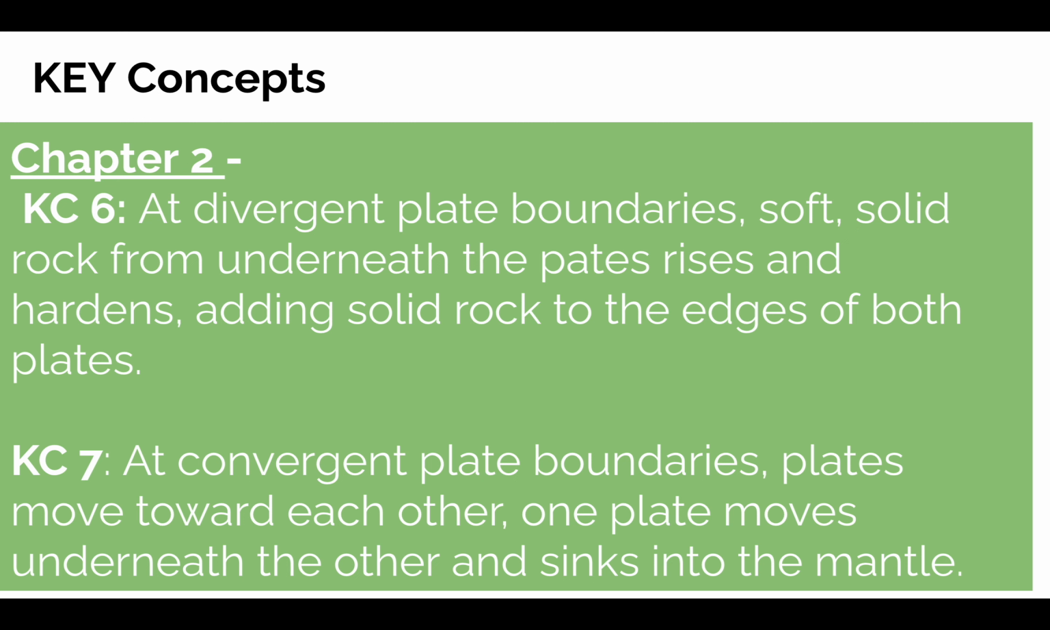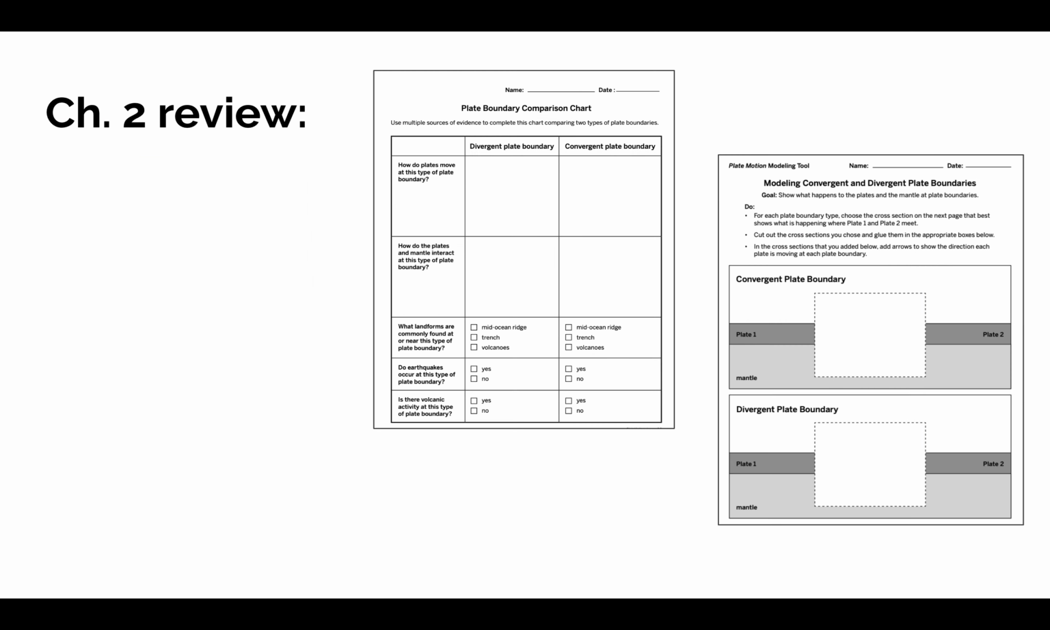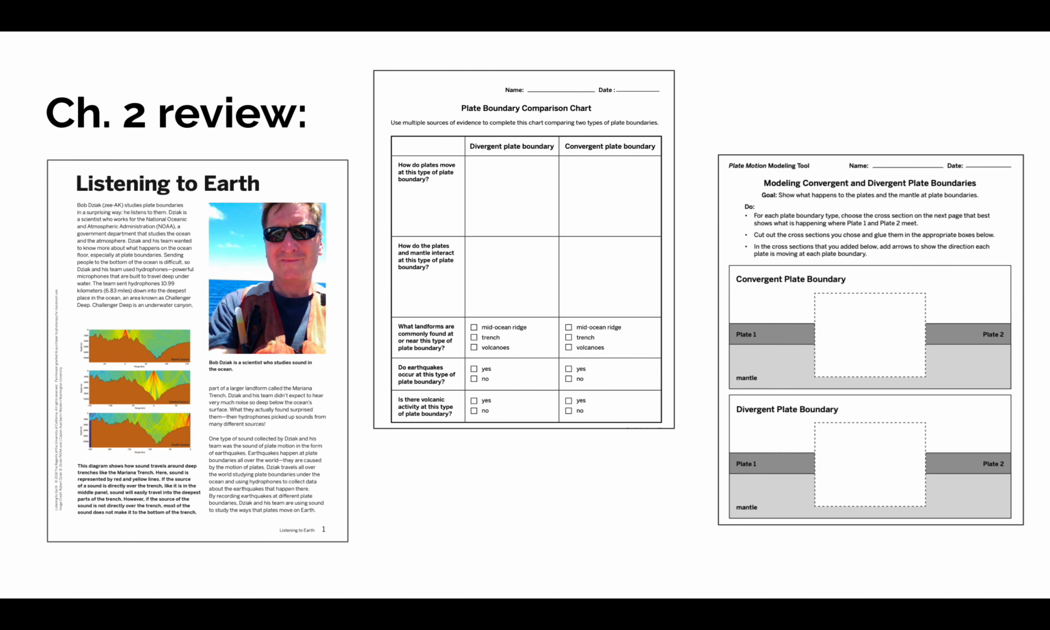So each one of these key concepts first names the plate boundary, and then secondly, it describes what happens at those plate boundaries. And it is very important that you know both the name and what happens step by step. What are the interactions between the plate and the mantle? There were 3 things that we did in class that you could go back and review if you wanted to.